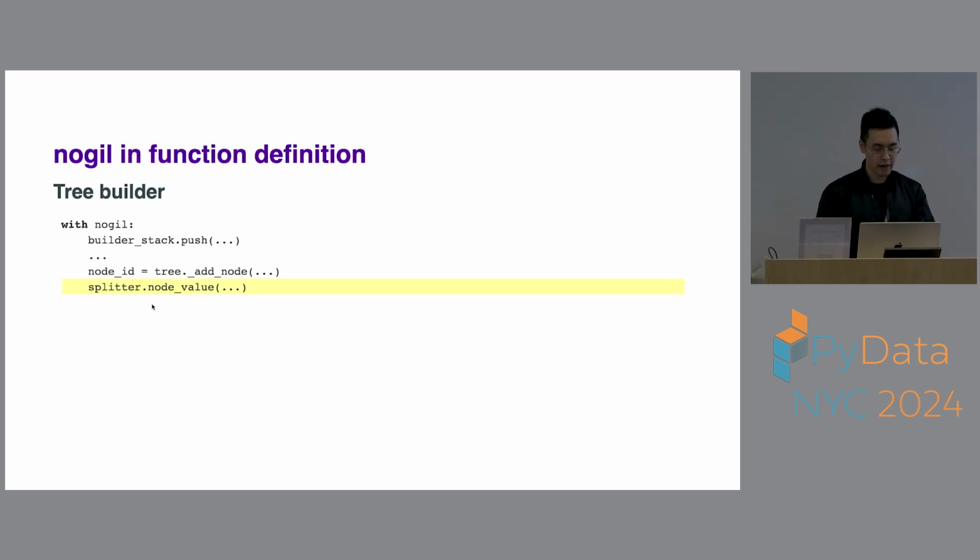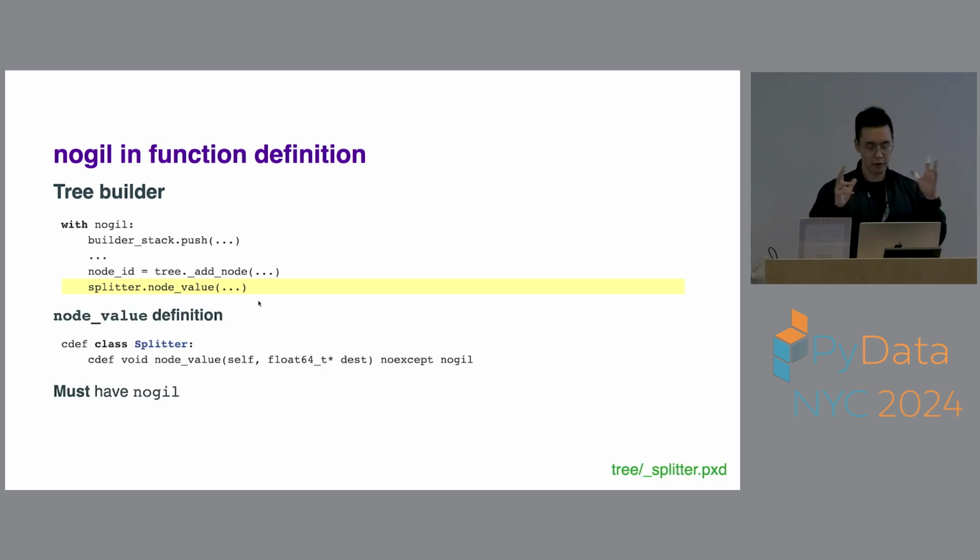For one example, I have one method called a splitter because I'm splitting a tree. I'm splitting nodes in a tree. Node value is a method of a splitter, and in the way we define this node value method, you see that there's a nogil here. This nogil at the end means that this function can be called in a nogil context. So you could use it in a nogil context, and this is how this is set up.